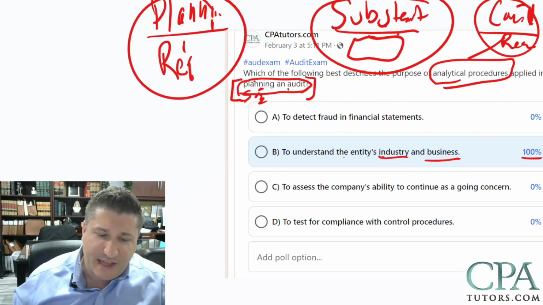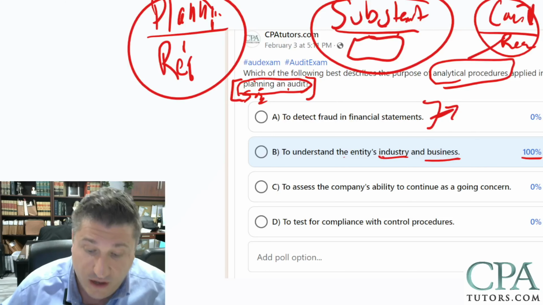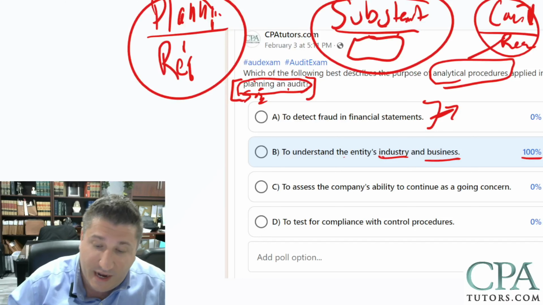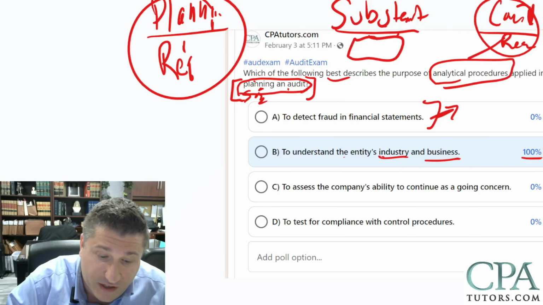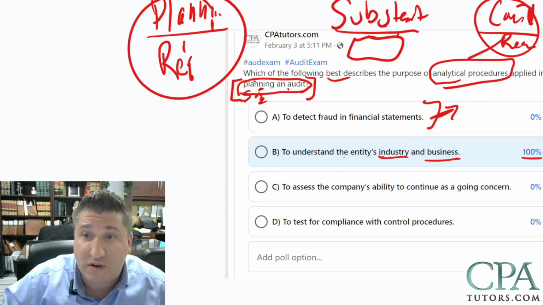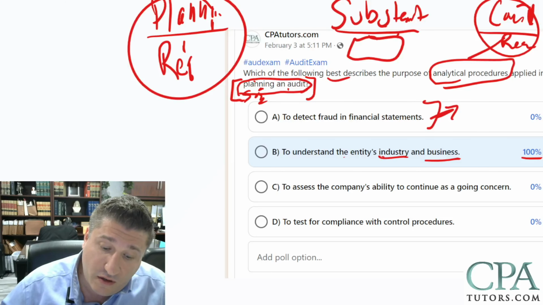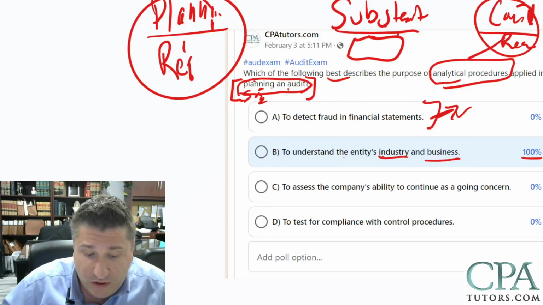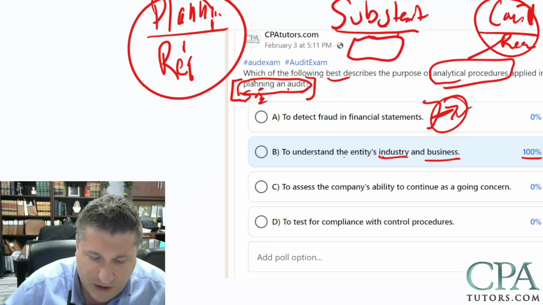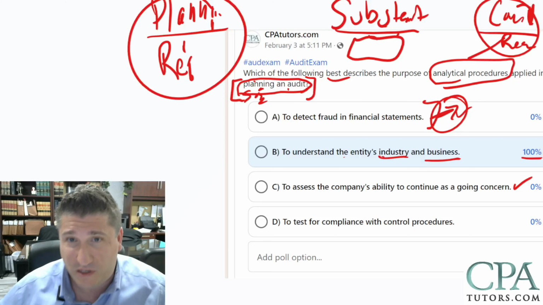I say that because if I look at some of the wrong answer choices, to detect fraud in financial statements, that's always there, right? You should always be doing that. So that's not right. The question says, which of the following best describes the purpose of analytical procedures? To detect fraud, well, maybe at the conclusion, but let's say that's always an aspect. To assess the company's ability to continue as a going concern, it's definitely wrap up, but it's not the primary purpose of analytical procedures.